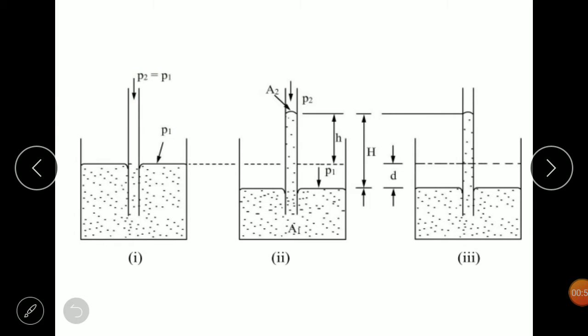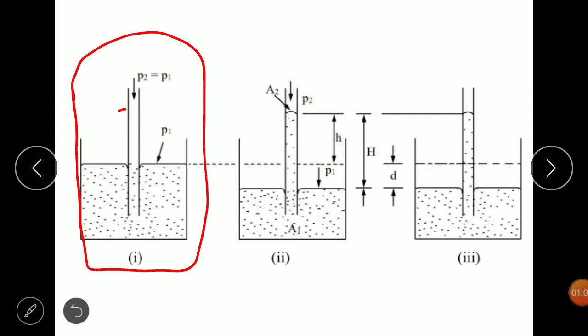Now from here we can see this is a cistern or a tank, a storage tank, and this is the barometer. One end is under the liquid and the other end is free. So this is how the mercury barometer is used.